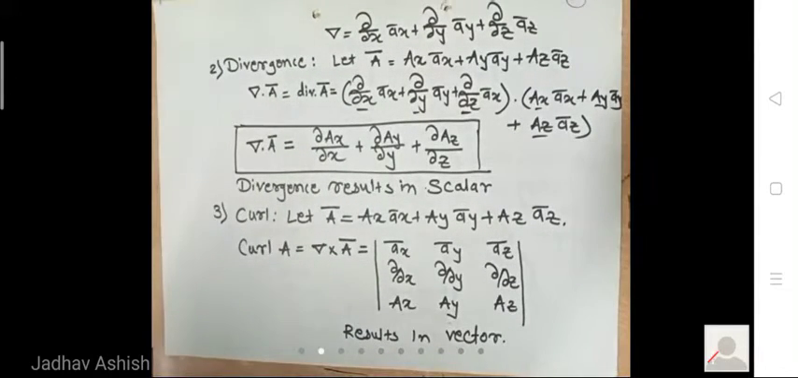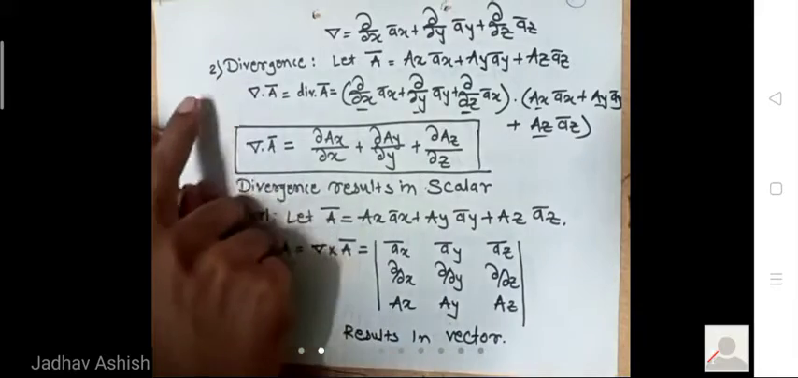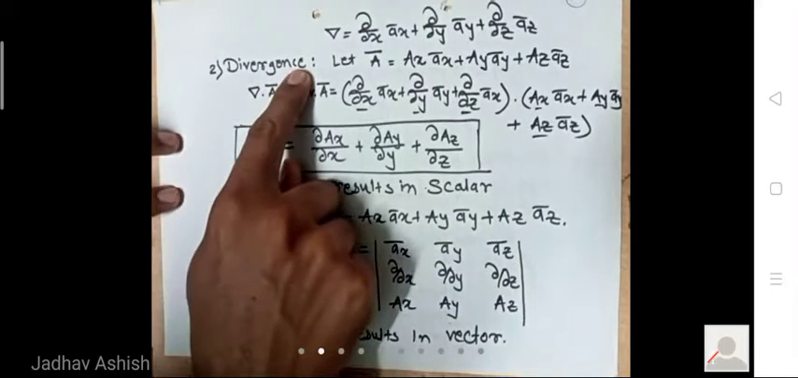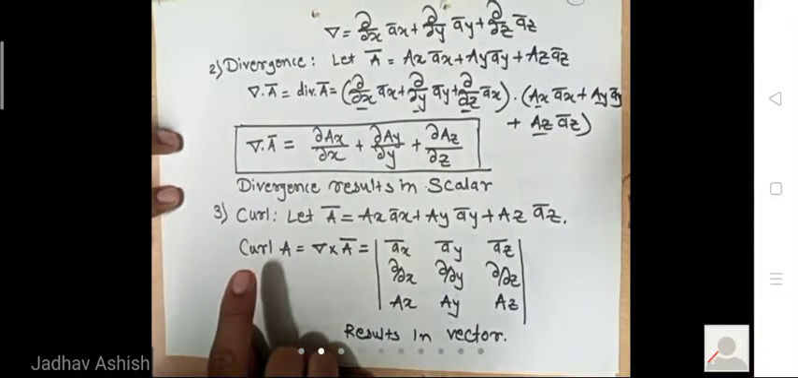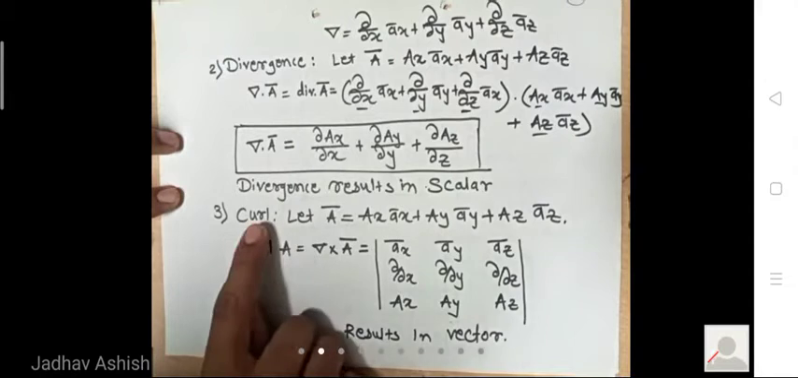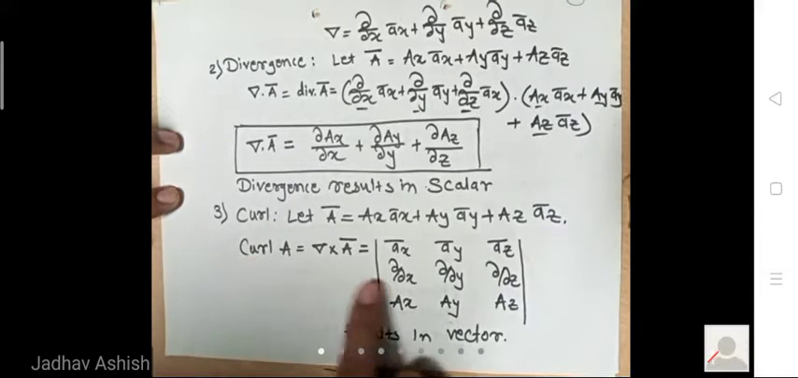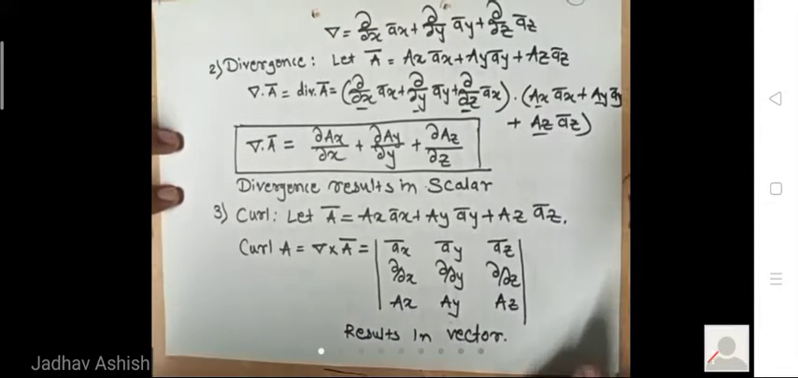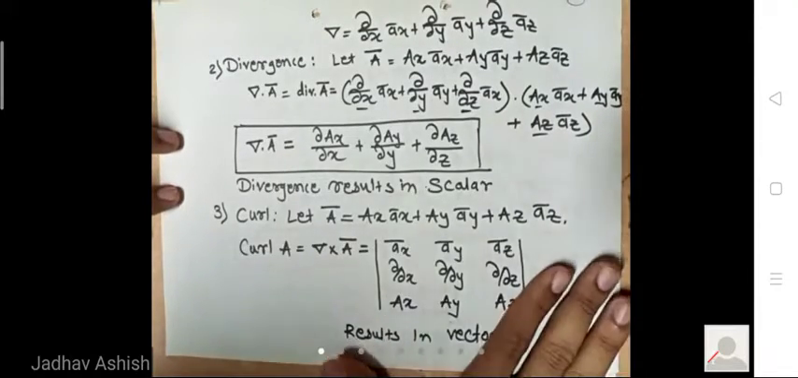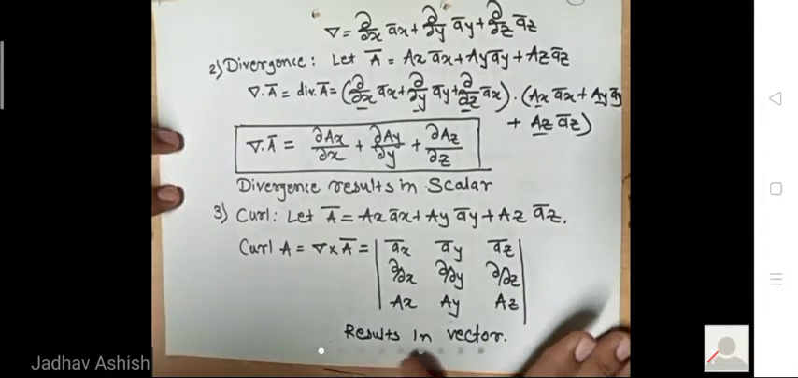Then we used this operator on a vector quantity. When del operates on a vector quantity, it operates in two ways: one is the dot product, another is the cross product. When it operates as a dot product, it is referred to as divergence. This is the definition of divergence. And when it operates on a vector quantity with a cross product, it is referred to as curl. This is the definition of curl. Today we will be solving some examples based on gradient, divergence and curl.